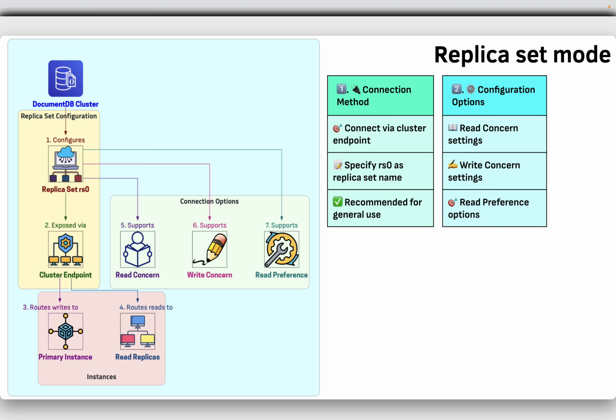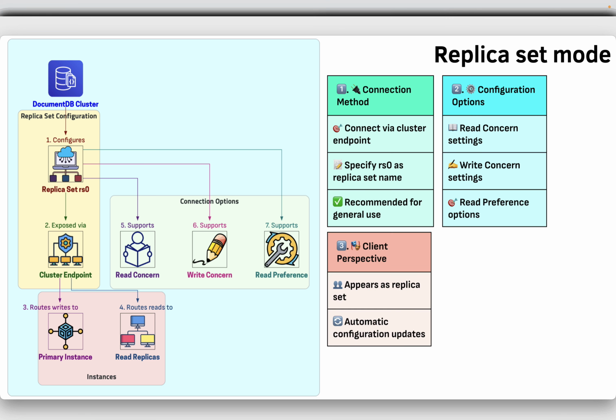When using replica set mode, users can configure advanced settings including read concern, write concern, and read preference options to control data consistency and read-write behavior. From the perspective of drivers and clients, an Amazon DocumentDB cluster in replica set mode appears and functions as a standard MongoDB replica set, providing familiar functionality.